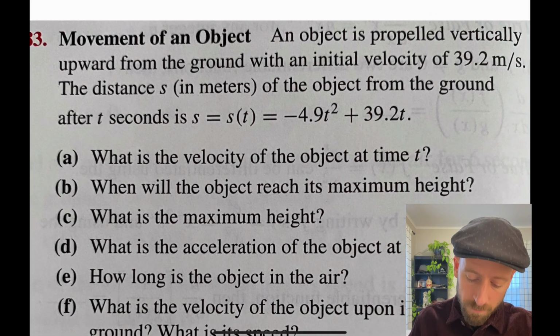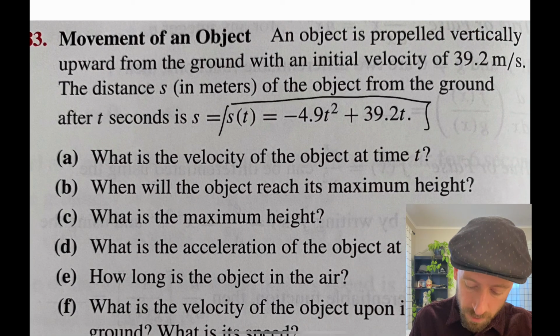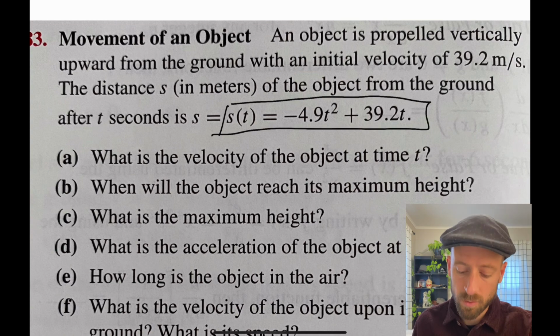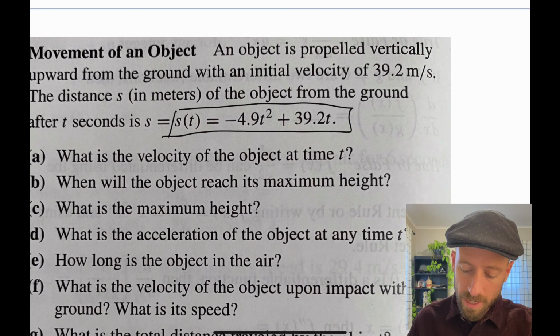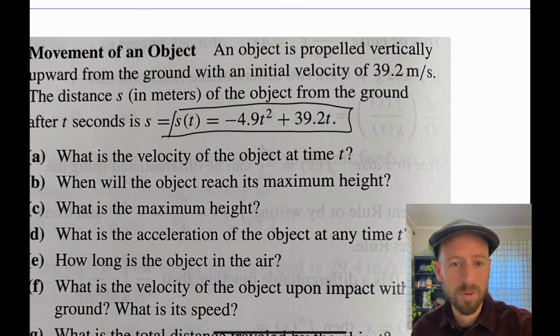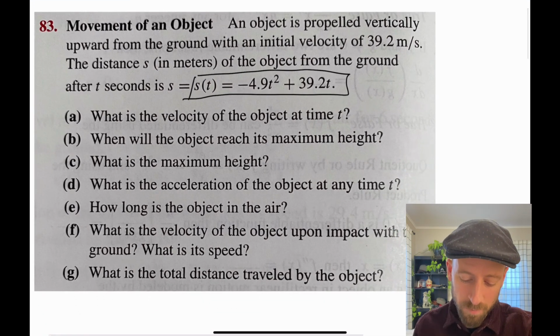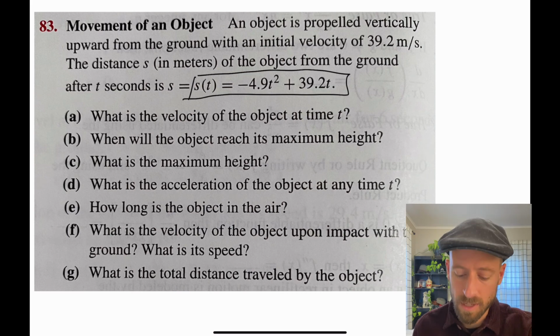All right, it's kind of a lot of writing right in there. What we want to focus on first is this position function right here. So we're going to use that repeatedly. We're not actually going to use this 39.2 meters per second of an initial velocity, although if you were in physics, you might be thinking about that free body diagram, right? So let's just dive in. It asks for the velocity of the object at time t.